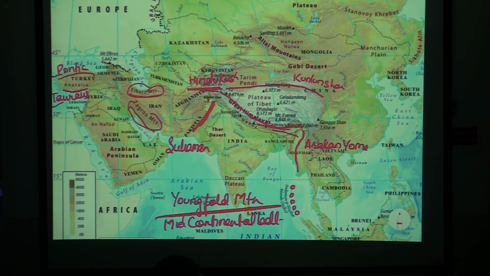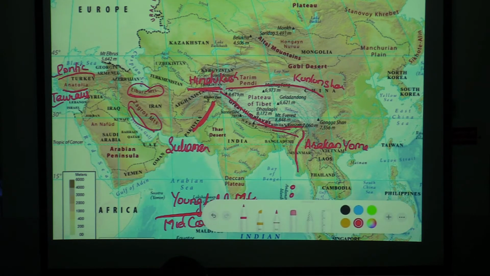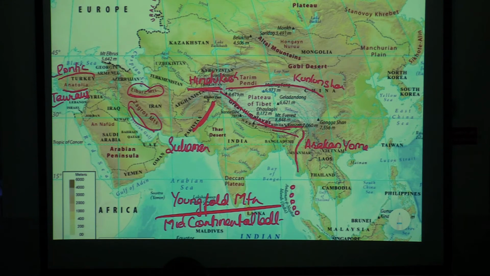And with these young fold mountains, intermontane plateaus are also very evident for us to see. So which are the intermontane plateaus? Tibetan plateau. Here we have Potwar plateau. Here we have Iranian plateau, and here it is Anatolia plateau. So the plateau of Tibet, the highest plateau of the world, is an intermontane plateau between Kunlun Shan and Himalayas.